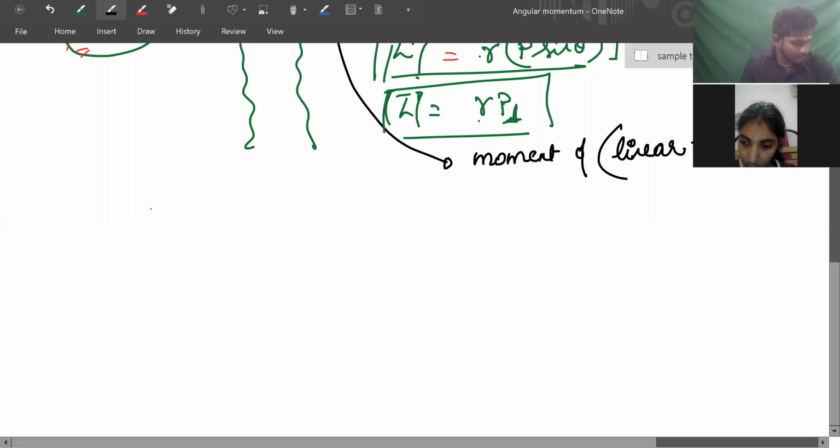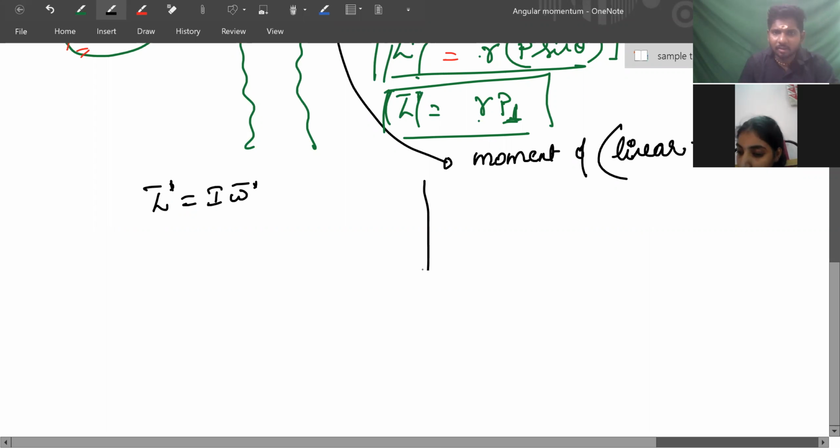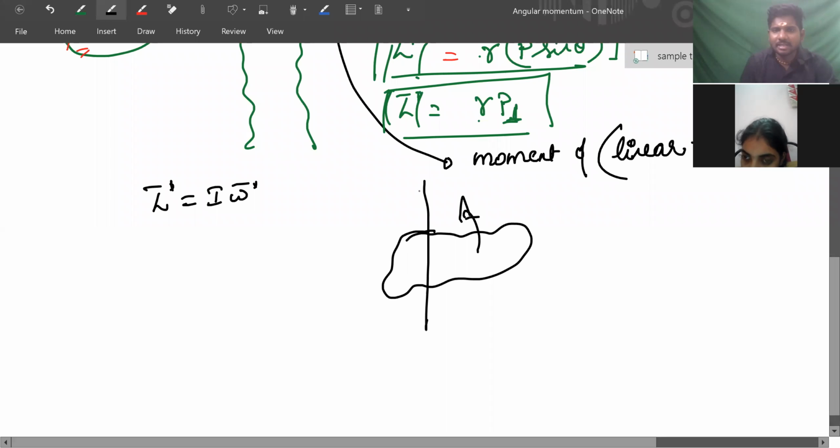Directly formula. L vector is equal to I into omega vector, if a given body is rotating about this axis with omega. So if it has a moment of inertia I about the given axis, the angular momentum can be written as I omega, right? Yes, sir.